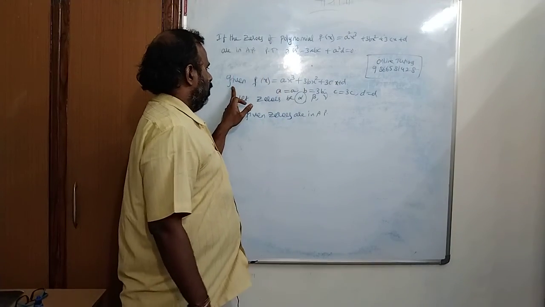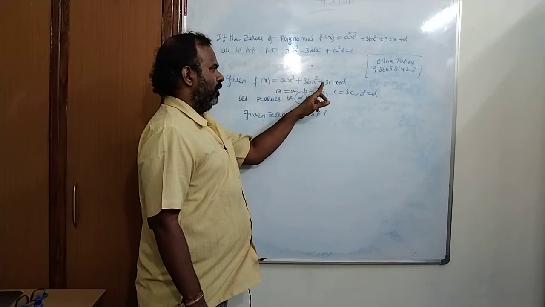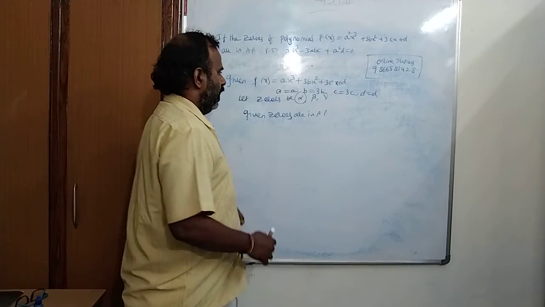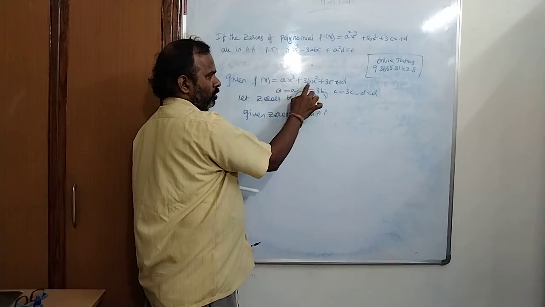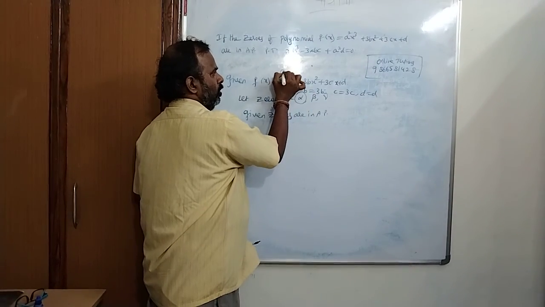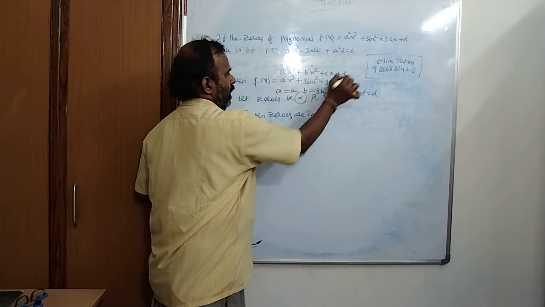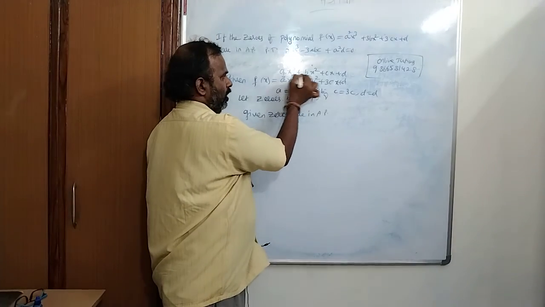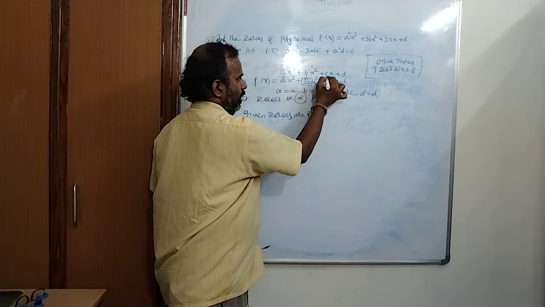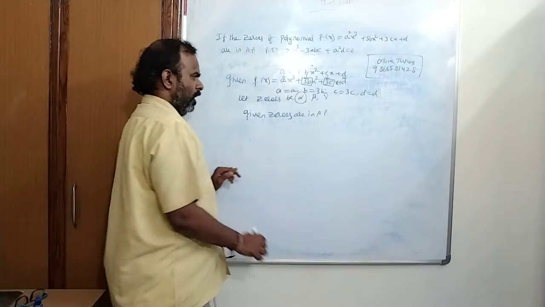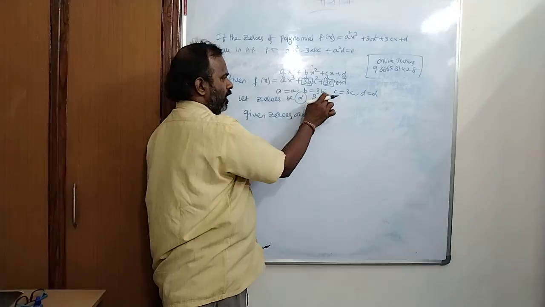Now, first, given f of x is equal to ax cube plus 3bx square plus 3cx plus d. When you compare this with the general form ax cube plus bx square plus cx plus d, here a is a, b is 3b, c is 3c, d is d. Now let the zeros of this polynomial be alpha, beta, gamma.